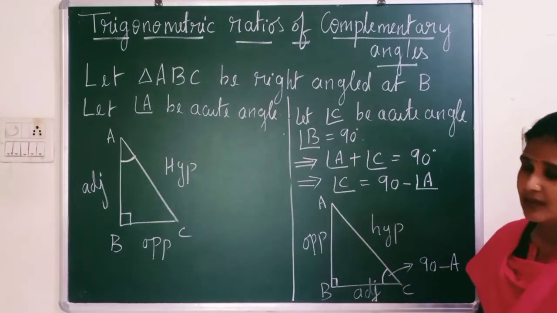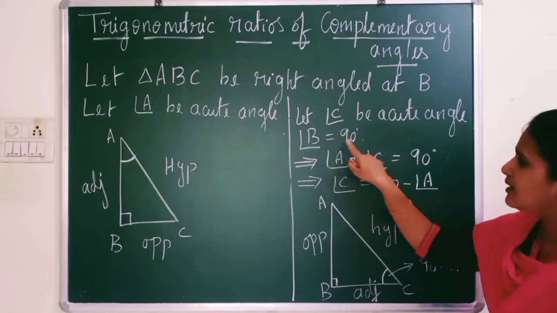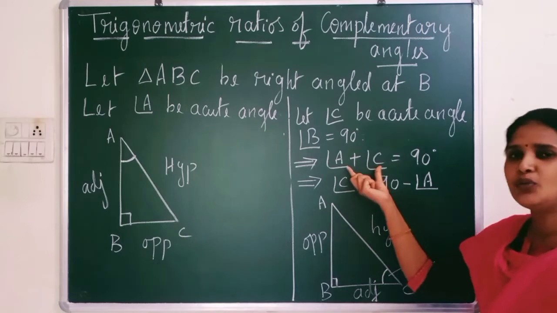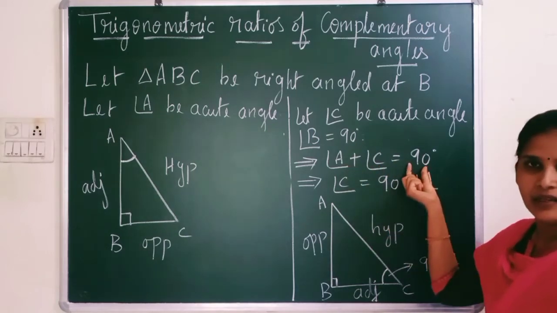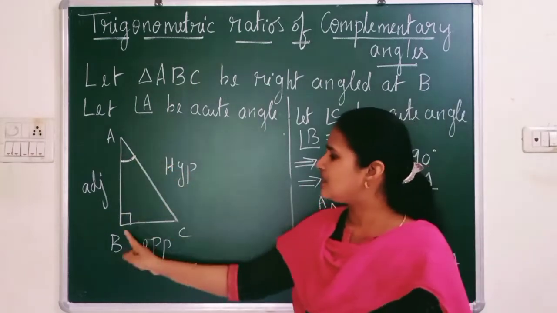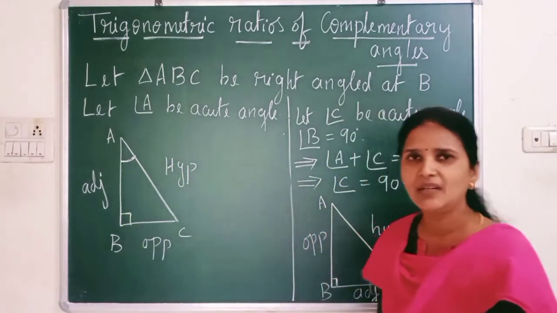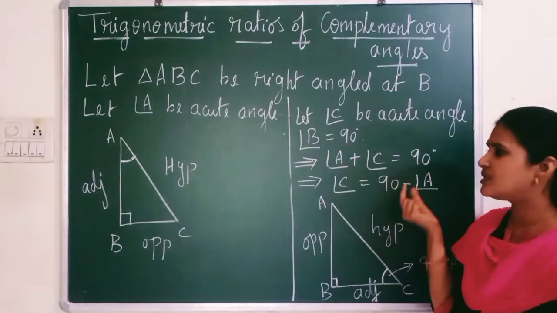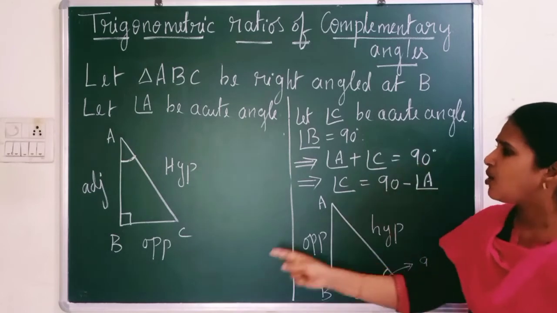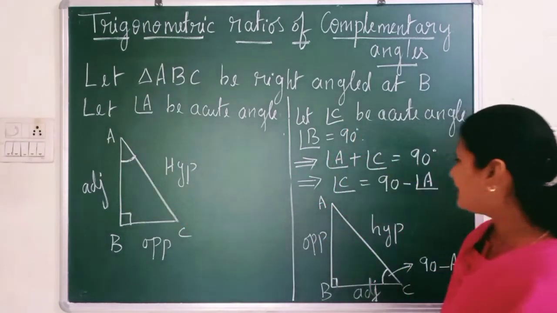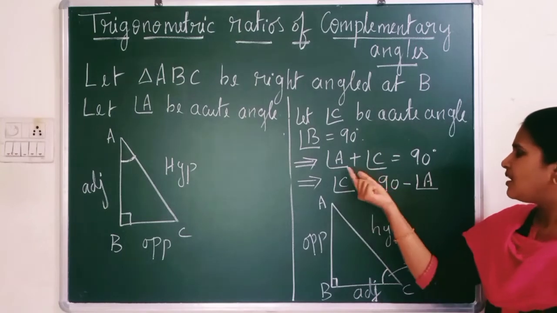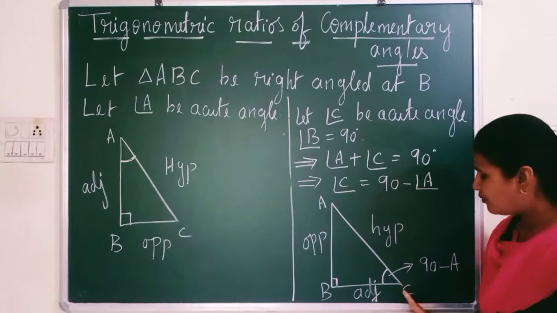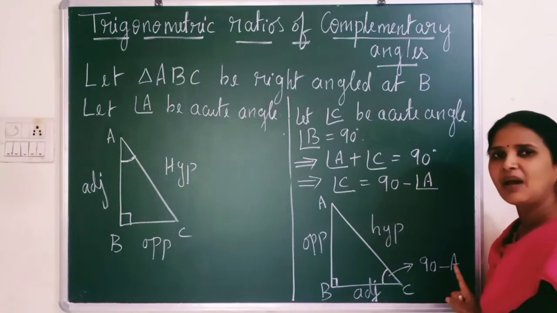But what is angle C? As you know, in a right angle triangle, here angle B is 90 degrees. If one angle is 90 degrees, the sum of the remaining two angles will be 90. Why? Because the sum of interior angles in a triangle is 180 degrees. Therefore, if one angle is 90 degrees, the sum of the other two angles is always 90 degrees. Already I have taken angle A; now I want angle C. Angle C can be written as 90 minus angle A. So instead of C, we use 90 minus A.